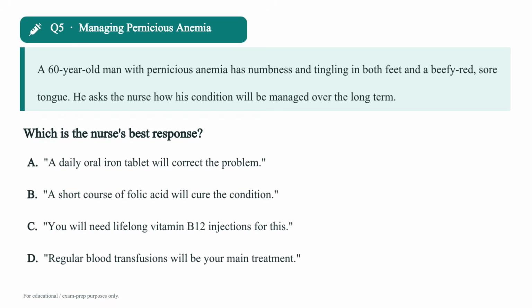Question 5. Managing pernicious anemia. A 60-year-old man with pernicious anemia has numbness and tingling in both feet and a beefy red sore tongue. He asks the nurse how his condition will be managed over the long term. Which is the nurse's best response? A. A daily oral iron tablet will correct the problem. B. A short course of folic acid will cure the condition. C. You will need lifelong vitamin B12 injections for this. D. Regular blood transfusions will be your main treatment. Pause and choose.